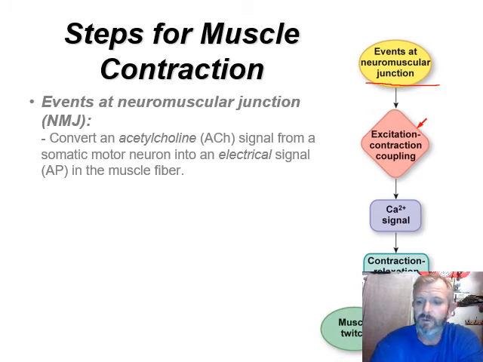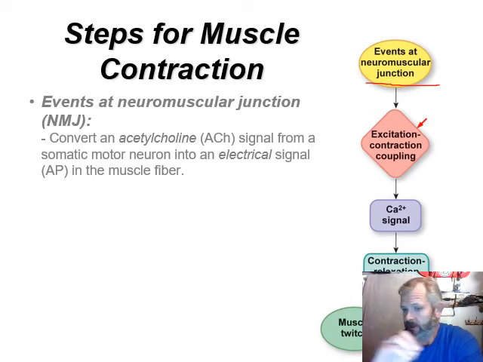And what do we have there? We have those voltage gated sodium channels. So now we're going to induce that action potential that can run down the sarcolemma, run down the plasma membrane of the muscle fiber, very similar to what we see in the neuron. All right, so that brings us to the excitation contraction coupling phase.